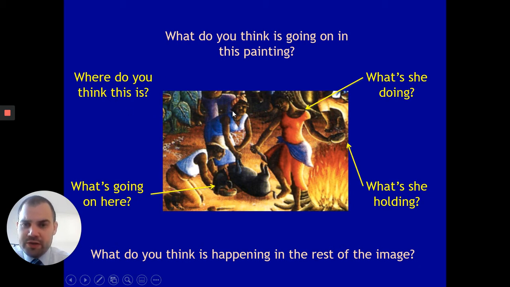First of all, where do you think this might be? What do you think this woman here might be doing? What does it look like she's holding here? What are these people down here doing? And then what do you think might be happening in the rest of the image? Just have a close look at that picture for a second.